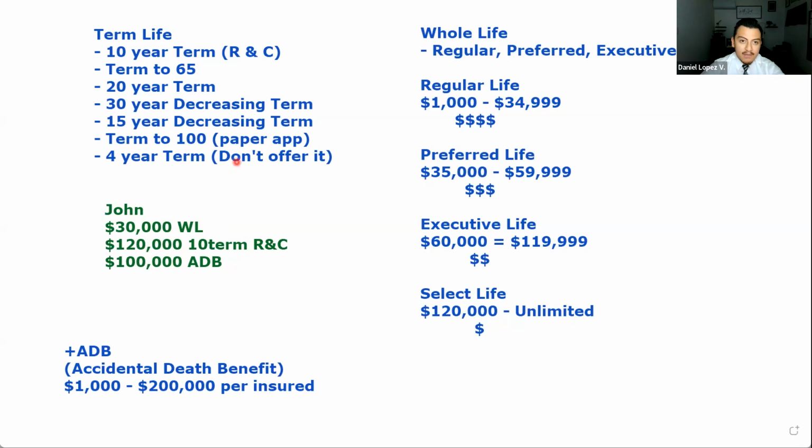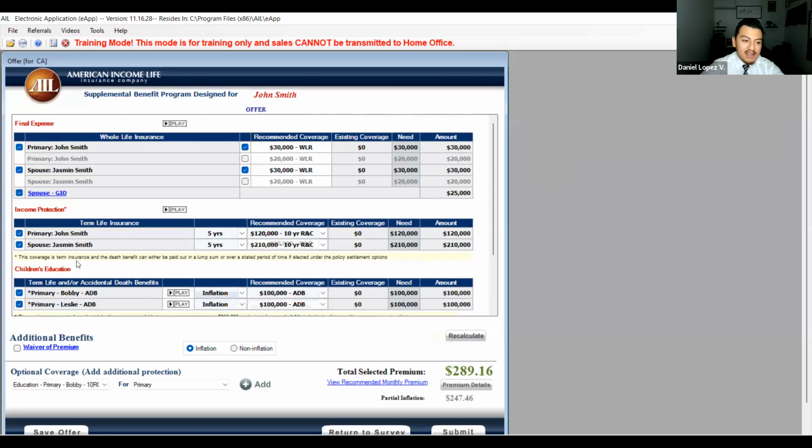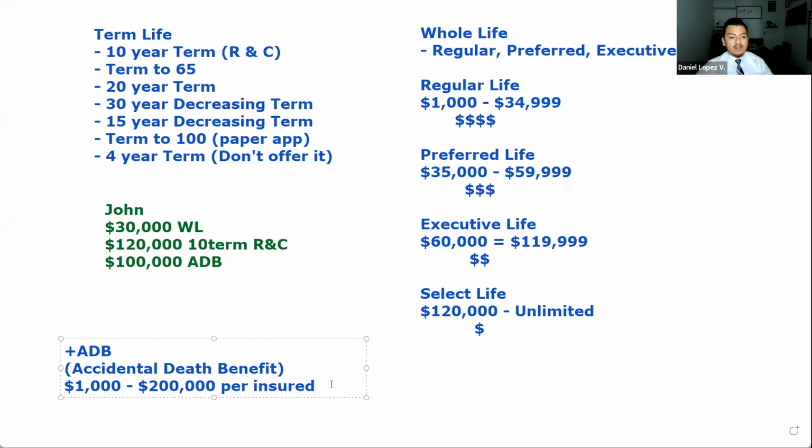Which is why here, college education, primary is John. So if John dies due to an accident, he's covered for an additional 100,000, 200,000 more, which is recommended for the children's education. Now, for this one it's up to 200,000 per insured. That means John can have 200,000 and Jasmine can also have an additional 200,000 of ADB.